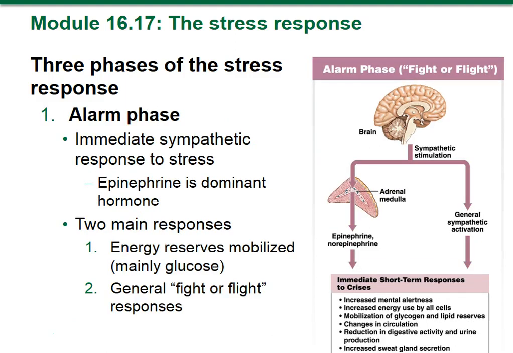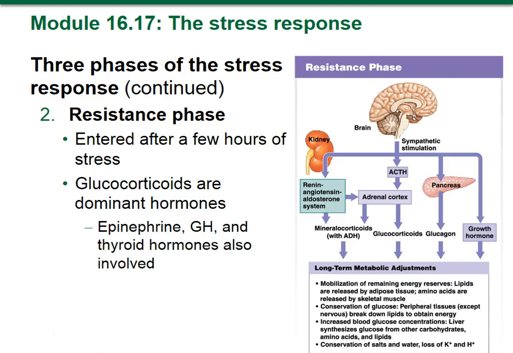Let's go over some extra detail. This shows in the alarm phase. The epinephrine and norepinephrine released by the adrenal medulla cause increased mental alertness, increased energy use, mobilization of glycogen and lipid reserves, circulation changes, reduction in digestive activity and urine production, increased sweat gland secretion, and increased heart rate and respiratory rate. By the way, this is one of the reasons why if you're under a certain amount of stress, even emotional stress, you start having GI tract problems. A person can have irritable bowel syndrome, things like that.